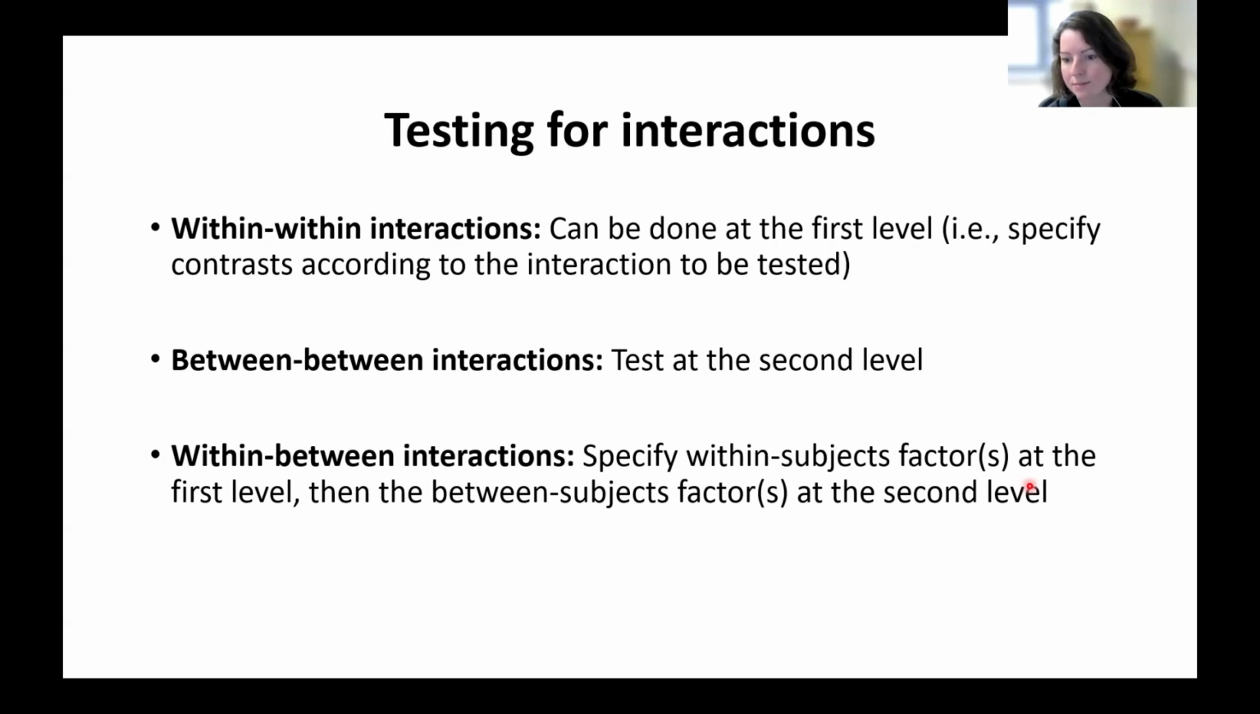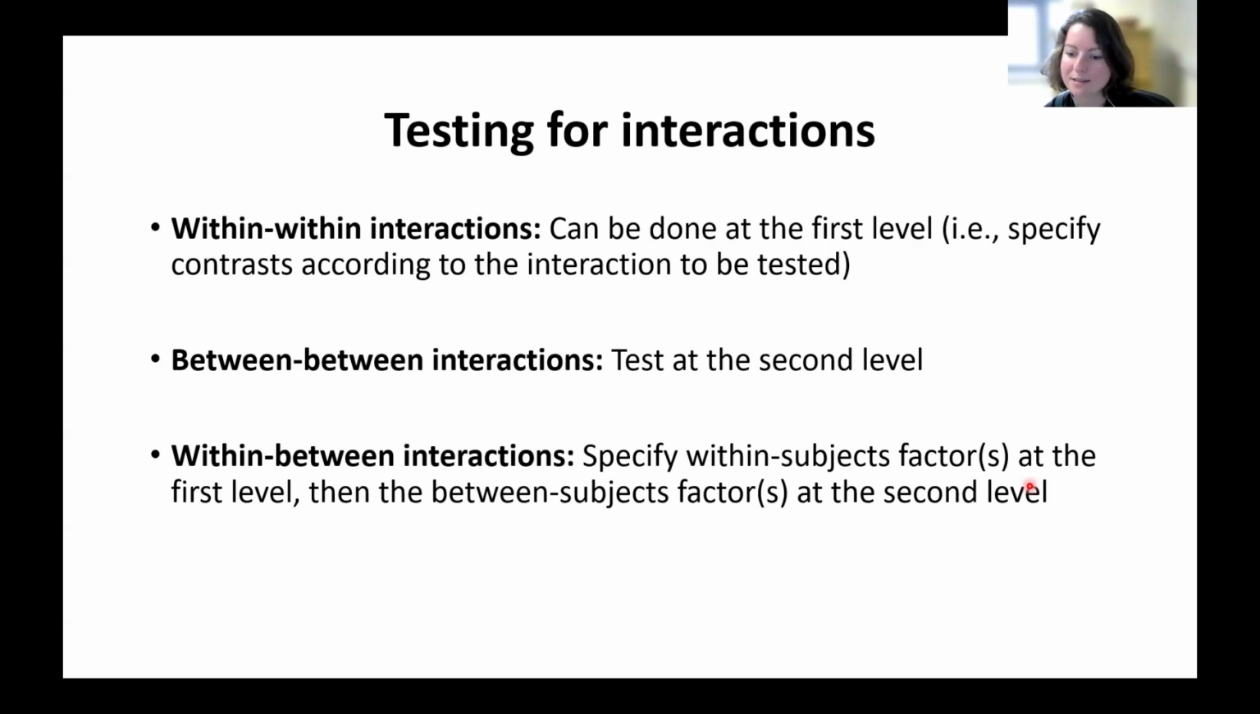So you can do this by separately calculating the difference between faces and houses for short and long presentation times, and then test those differences against each other. So all of this could be specified at the first level and then taken to the second level as a one-sample t-test again, between the contrast of the difference of the differences.